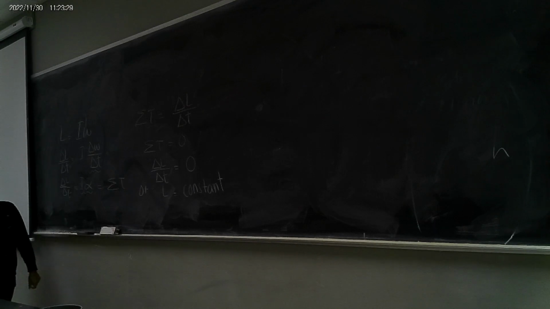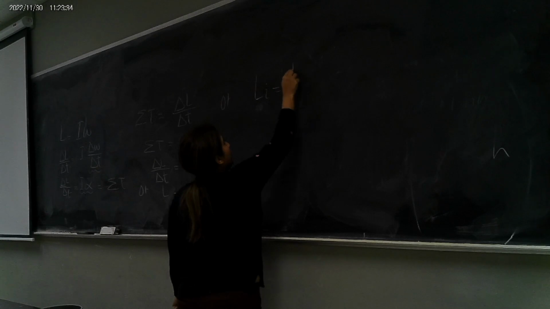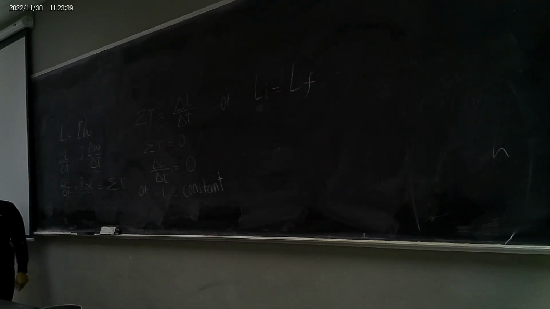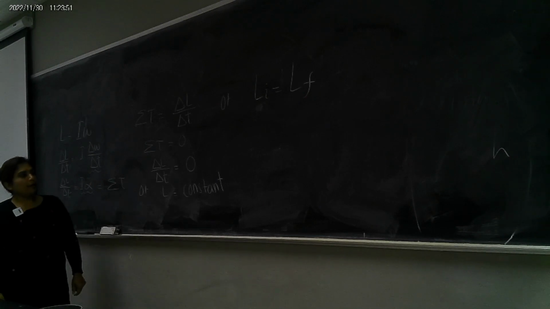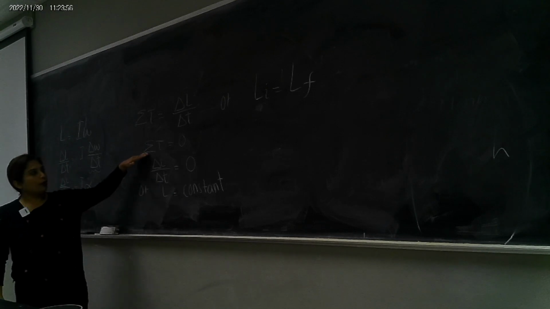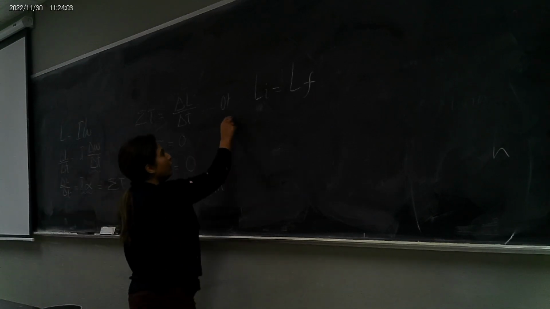Right? Or we can also write it as initial angular momentum Li equal to final angular momentum. If there is no external force acting on the system, which may comprise one object or multiple objects, and that puts the torque equal to 0, or all the torques have balanced out, the net torque is 0, the angular momentum of the system would always be conserved. This is called the law of conservation of angular momentum.